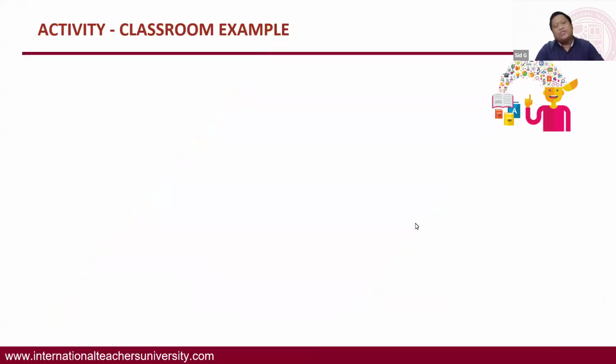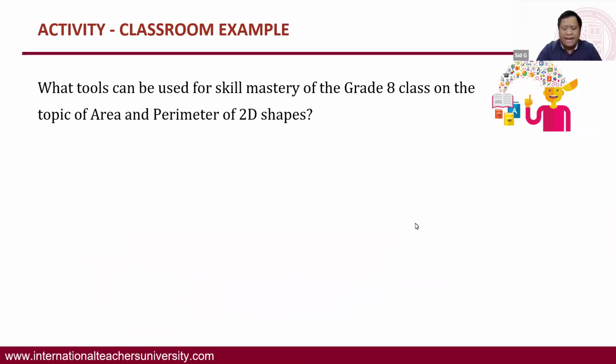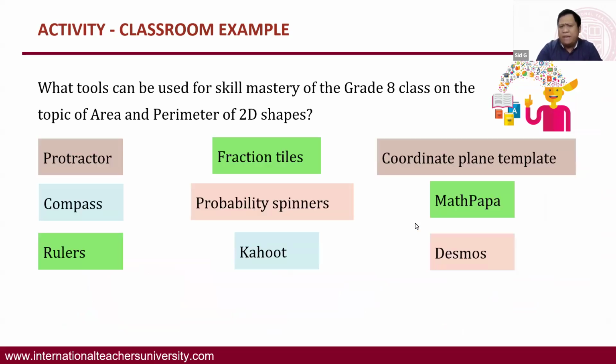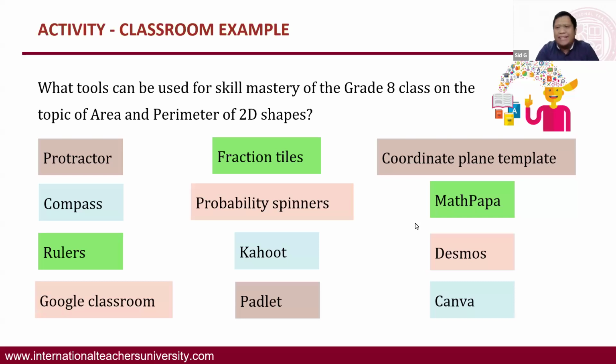So for now, I want you to have an activity. I have a list here of like 12 tools. Your class is having a skill mastery of area, computation of area, and perimeter of 2D shapes. I just want you to select maybe one or two on the list, and how are you going to use it? One or two tools that can help you to teach area and perimeter of 2D shapes. Which one of these can be really helpful?